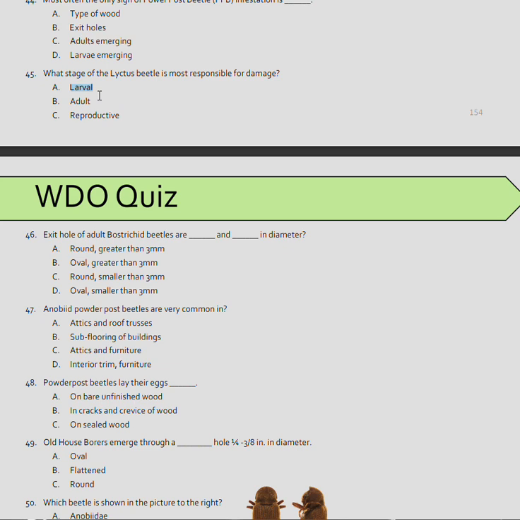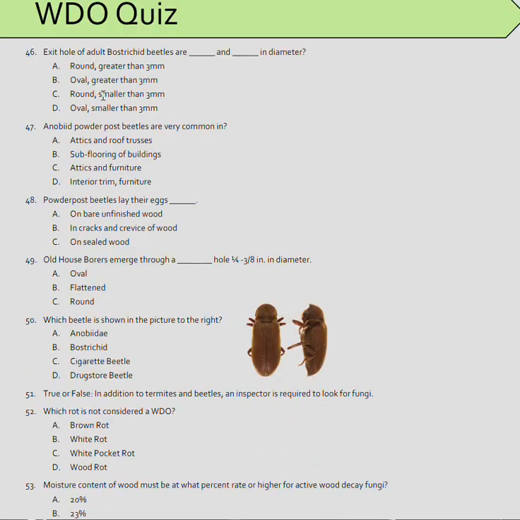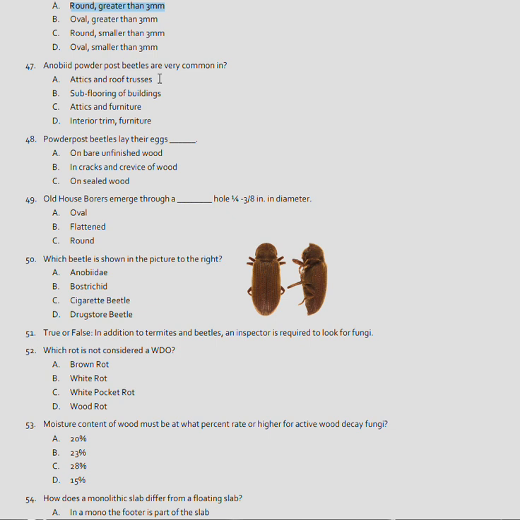Exit holes of adult bostrichid beetles are blank and blank in diameter. The answer is round, greater than 3 millimeters. Ancient powder post beetles are very common in subflooring of buildings.